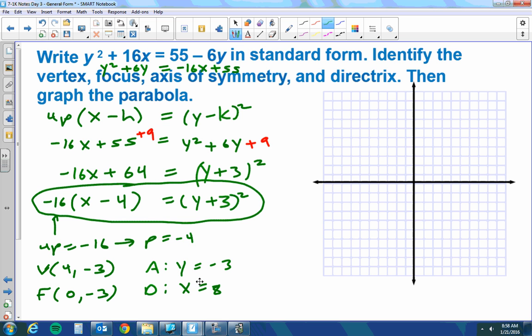8. Because you go 4 to the right of where the vertex is. Now draw this thing. 4, -3, there. There's your vertex. Go 4 to the left, plot your focus. And 4 to the right, draw your directrix.